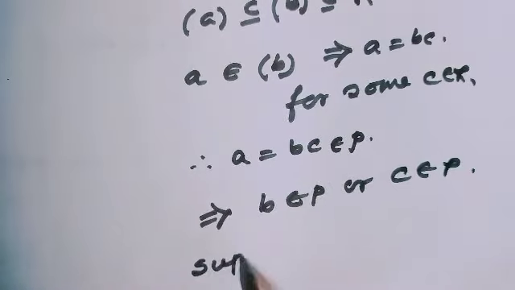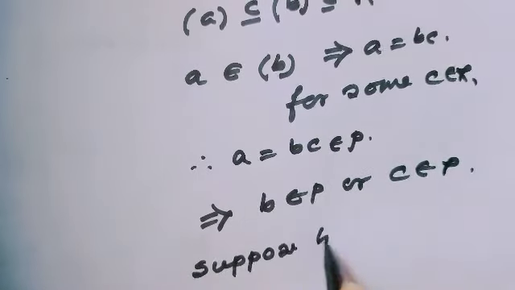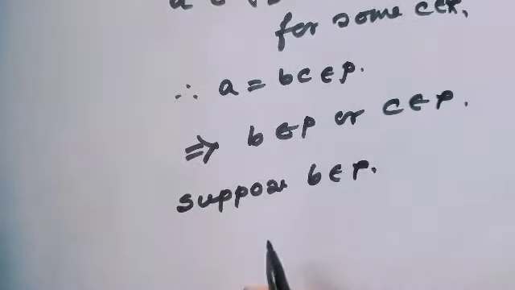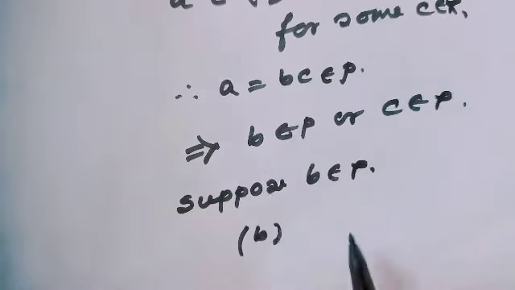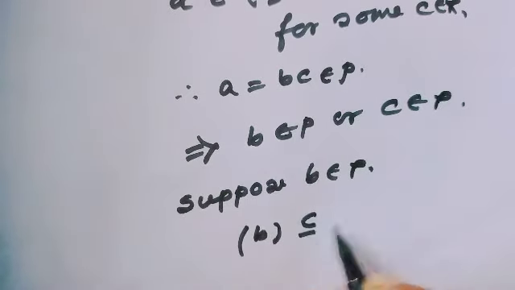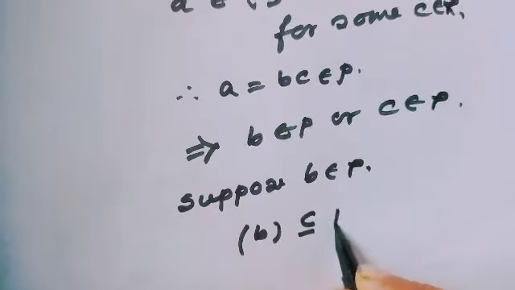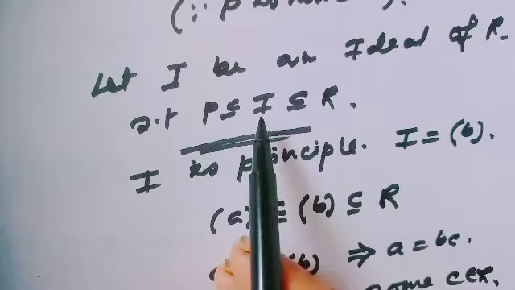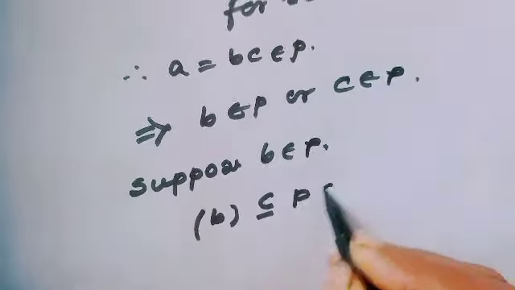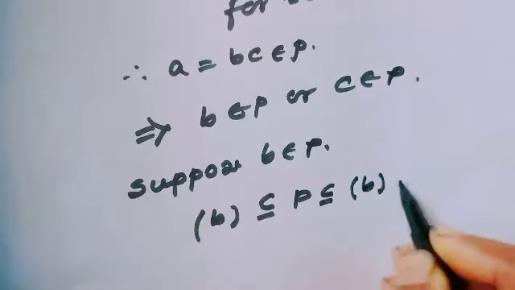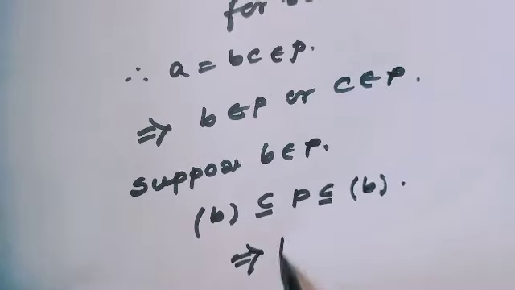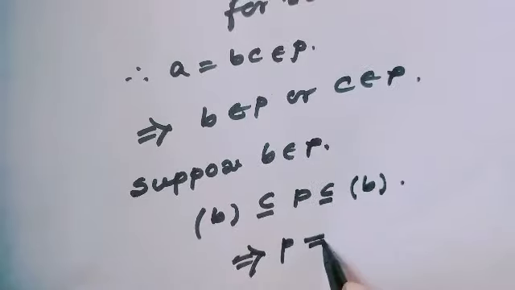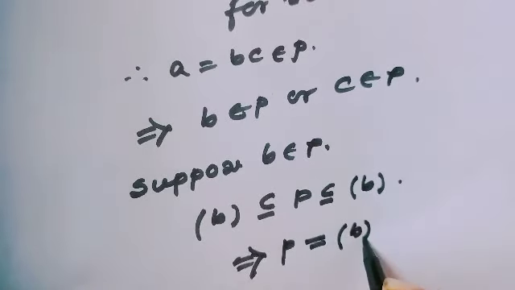Suppose b belongs to P. Obviously the ideal generated by b contains P. By assumption P contains I, that means P is also contained in the ideal generated by b. That implies P equals the ideal generated by b.